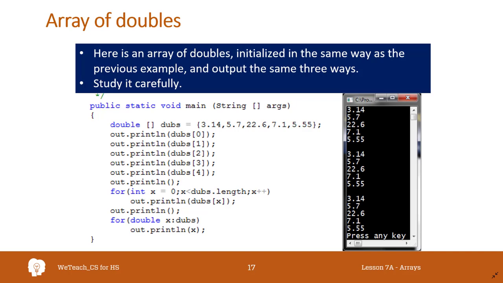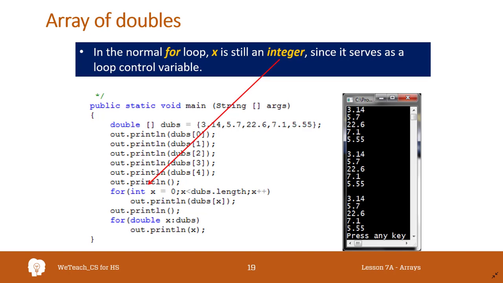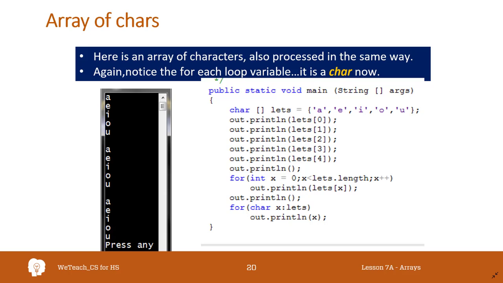Here is an array of doubles, initialized in the same way as the previous example, and output the same 3 ways. Study it carefully. Notice the for-each loop, especially the data type designated for it. It is a double, which matches the type of data in the array. In the normal for loop, x is still an integer, since it serves as a loop control variable. Here's an array of characters, also processed in the same way. Again, notice the for-each loop variable, it is a char now.